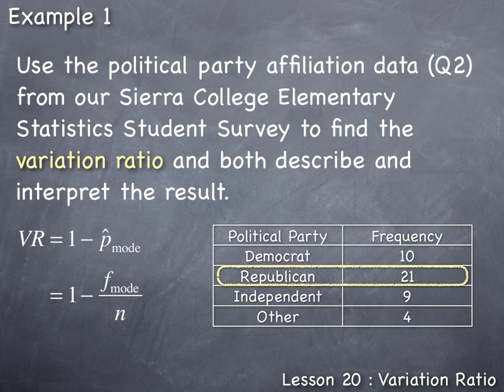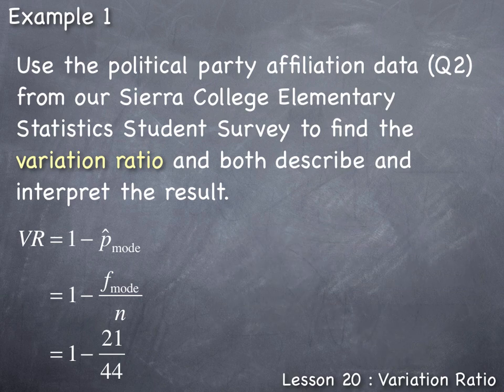Then you divide that frequency, how many, by the total, in this case sample size. There's a total of 44 Sierra College Elementary Statistics students in our survey. So the variation ratio is calculated by taking 1, subtract the fraction 21 divided by 44. This result can be left as it is, or it could be divided out to get the decimal version, or we can convert that decimal version into a percentage.